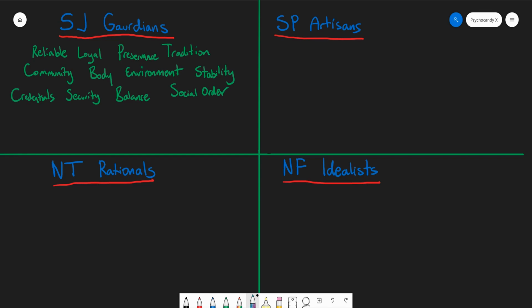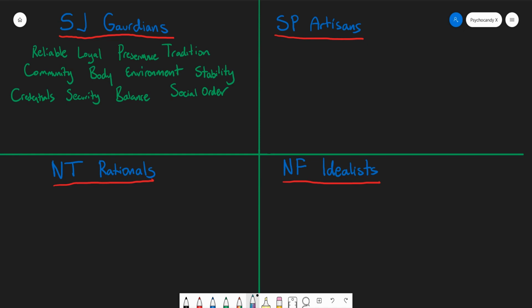And the SJs, they generally just want to have a peaceful, healthy, long life with as minimal amount of chaotic and random events as possible. And that's just something that they generally strive for. They look for gratitude and express gratitude towards others, and they expect that in return.